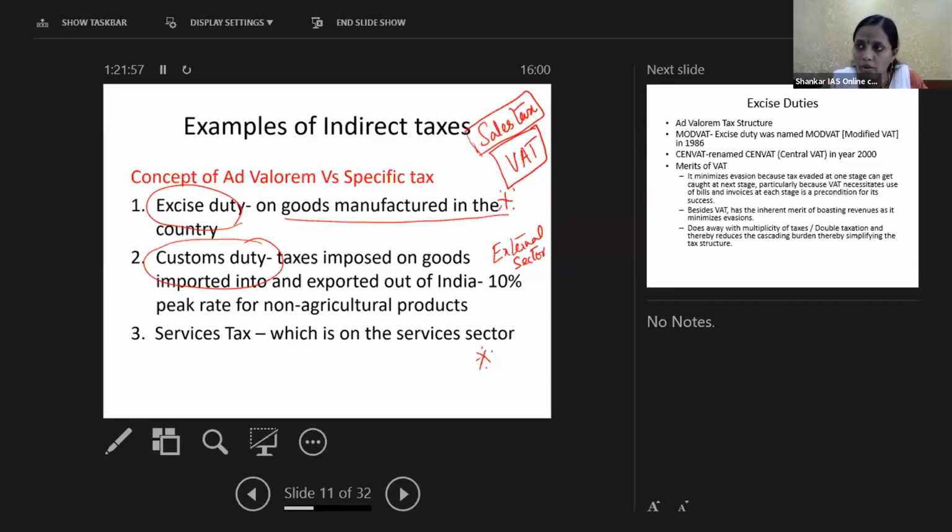The more people in between, the higher the rate of taxation by the time it reaches the consumer, and the price of the product actually looks higher. I hope I'm telling things very simply. You can assume how it goes through a chain. Now we will come to this concept of VAT. In 1986, India adopted this concept of value-added taxation.